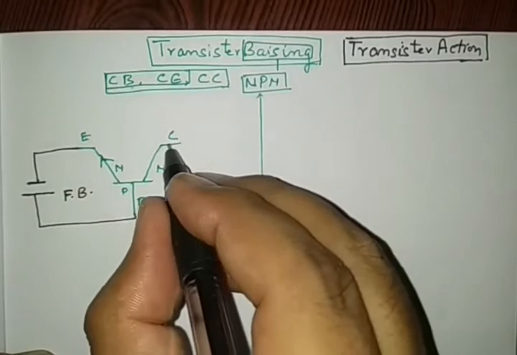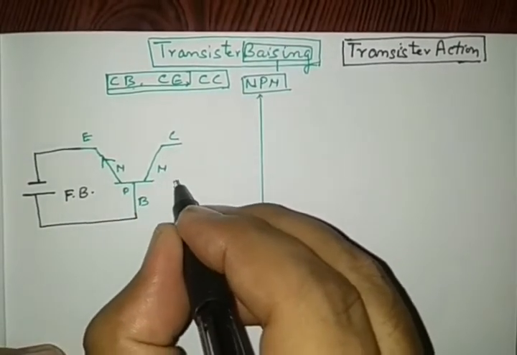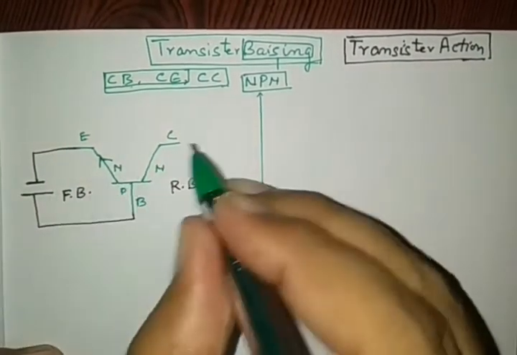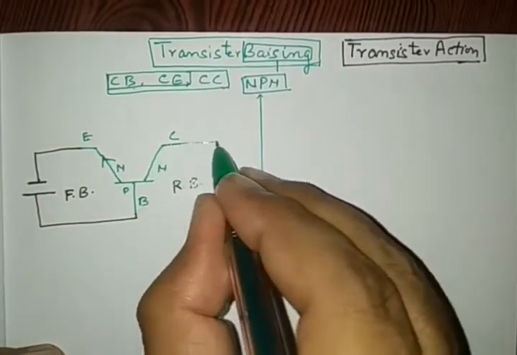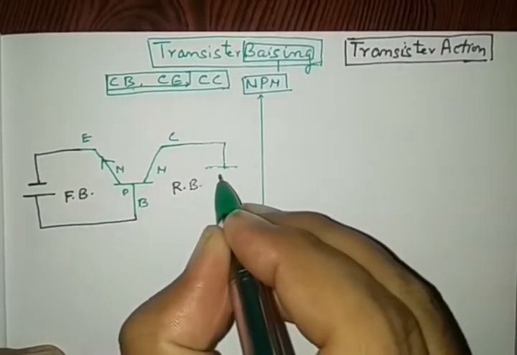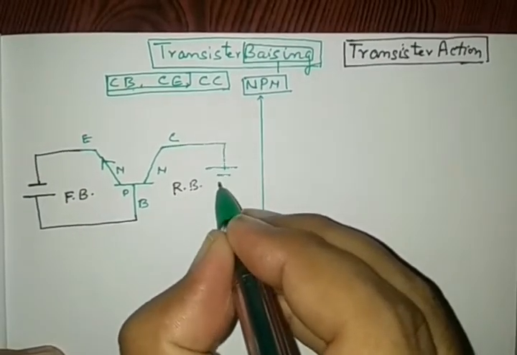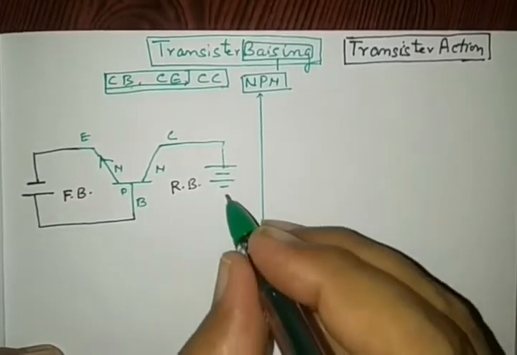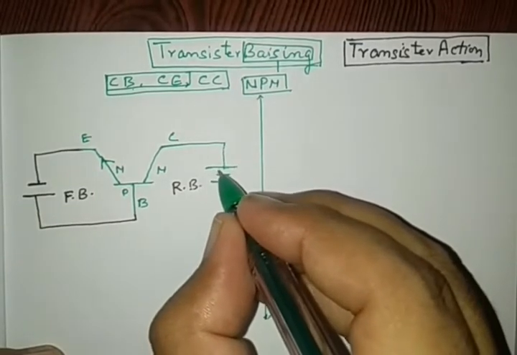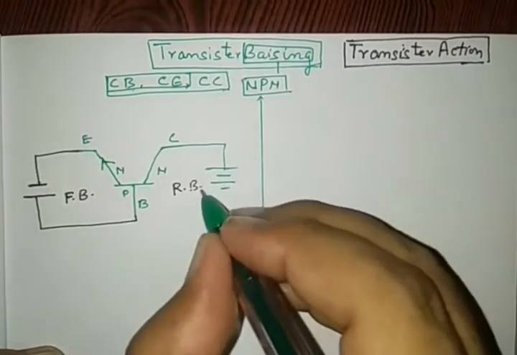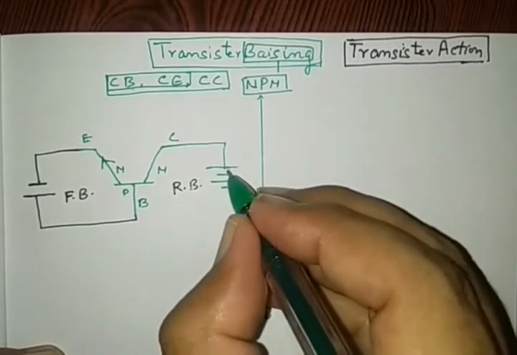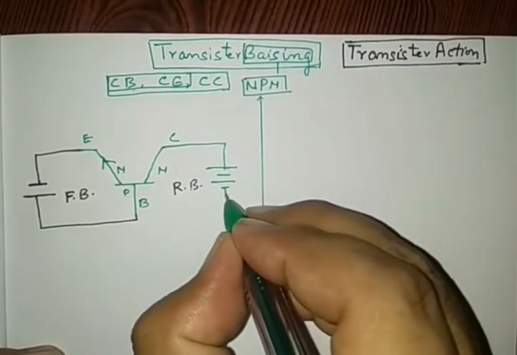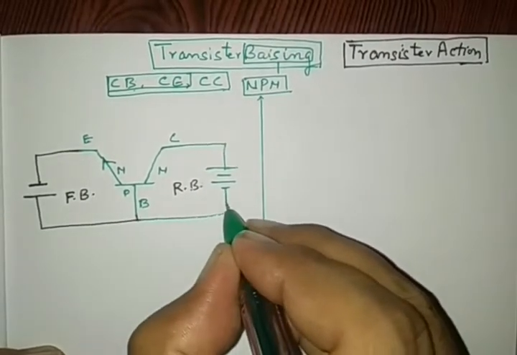And see the collector. The collector is connected in reverse biasing. What is reverse biasing? Just opposite to this, negative connected with positive. See carefully. The cell used in the collector region in reverse bias, in the output terminals, has a higher voltage than this. That is why it is connected in this way.